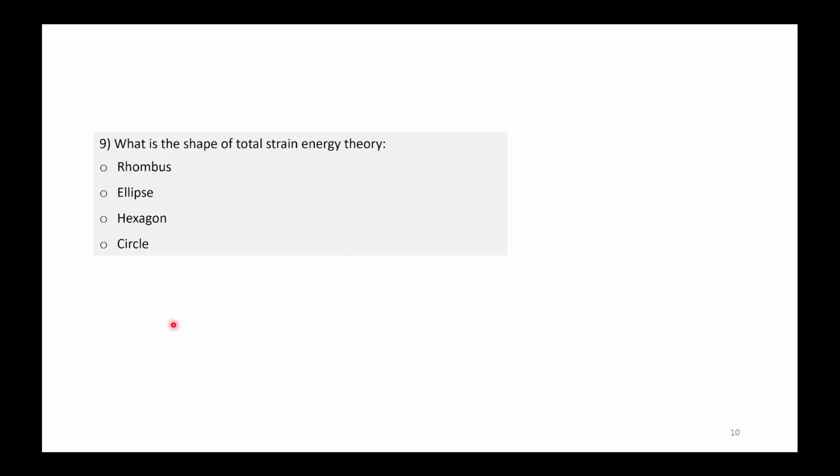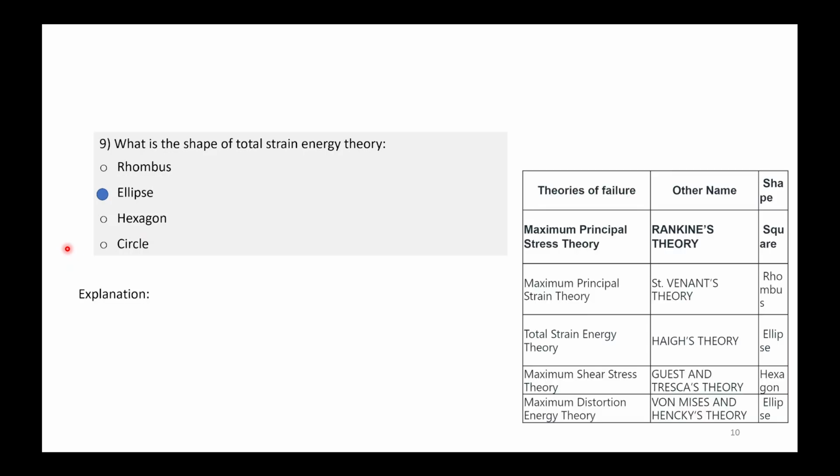Now, what is the shape of total strain energy theory? There are various shapes provided for the various theories. Your options are rhombus, ellipse, hexagon or circle. The answer will be ellipse. These are various shapes that are given, and they are based on the equations that are given.